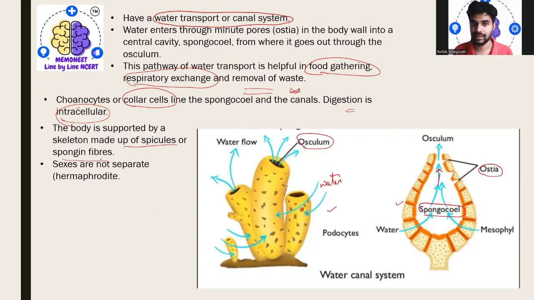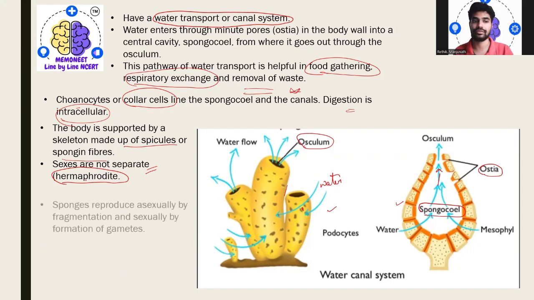Then sexes, they are not separated. Since they are not separated, they follow a pattern called hermaphrodites. What are hermaphrodites? Sexes are not separated. That is, both male and female gametes are produced in the same parent, that is, the same individual.